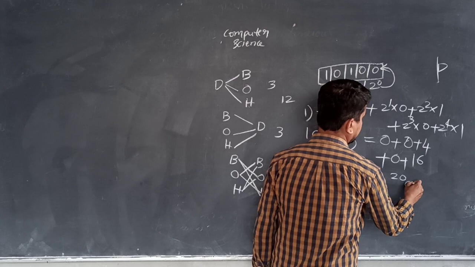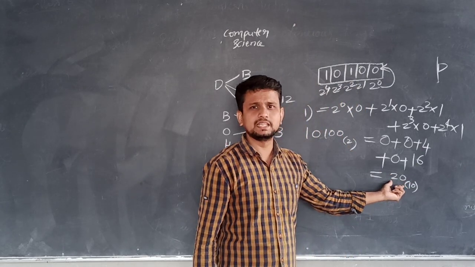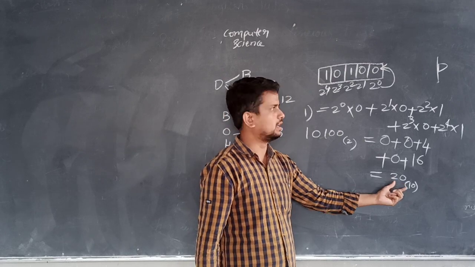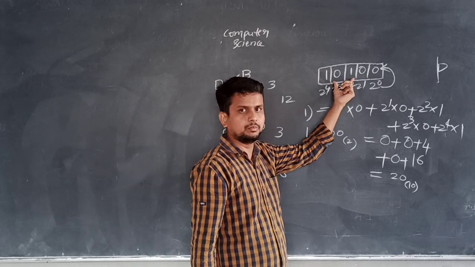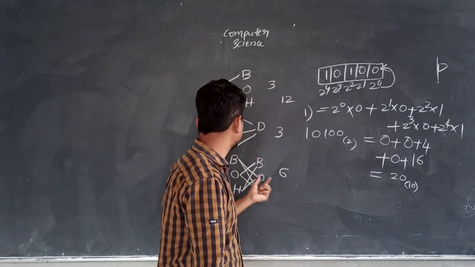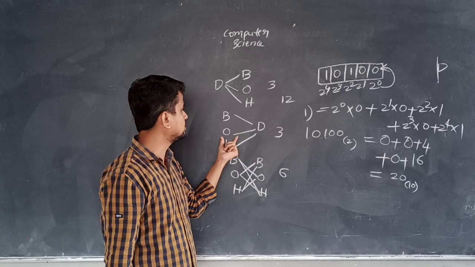20 base 10. So this is which number? 20 base 10 is the decimal number. So from where to where we are converted? We are converted from binary number system to decimal number system. So the first approach we finished now. Okay. So now the second approach.